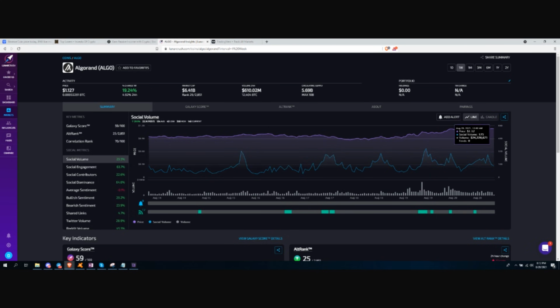And if you want to, you can actually look at the candle charts for it. You can create an account on here. You can actually make alerts for it if you want to. I'm not going to go over that in this video.